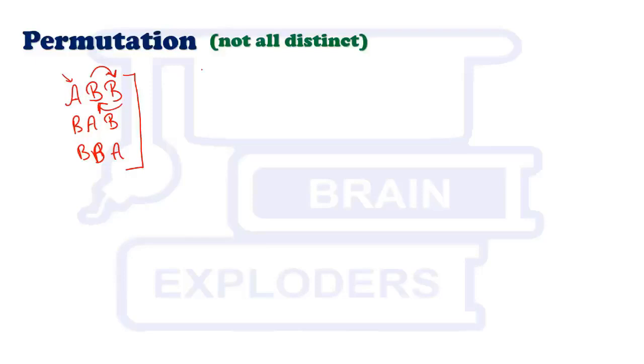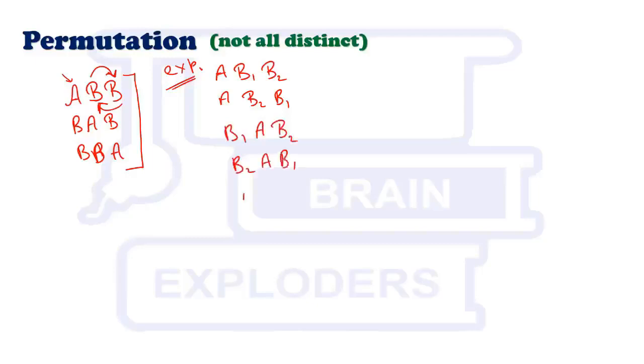In general, how do we solve this? For some time we suppose that both of these B's are different. This is the explanation. Now if we try to find the permutations, this time we have 3 different letters, hence in total we will have 3 factorial permutations: B2 A B1, B1 B2 A and B2 B1 A. In total we have 3 factorial permutations.